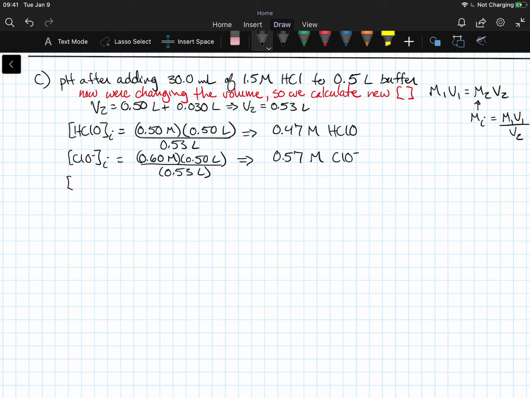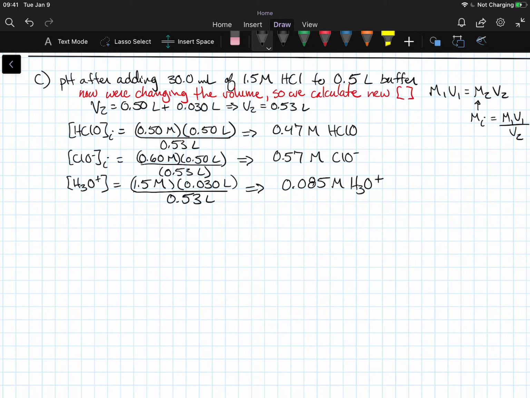And finally, we're even diluting the HCl that we're adding. And remember, the HCl dissociates completely, so we're going to have actually just H3O+. The new molarity of that would be the 1.5 molar we started with, and the 0.30 liters that we added, and the new volume of 0.53. And this leads to a new molarity of 0.085 molar H3O+.